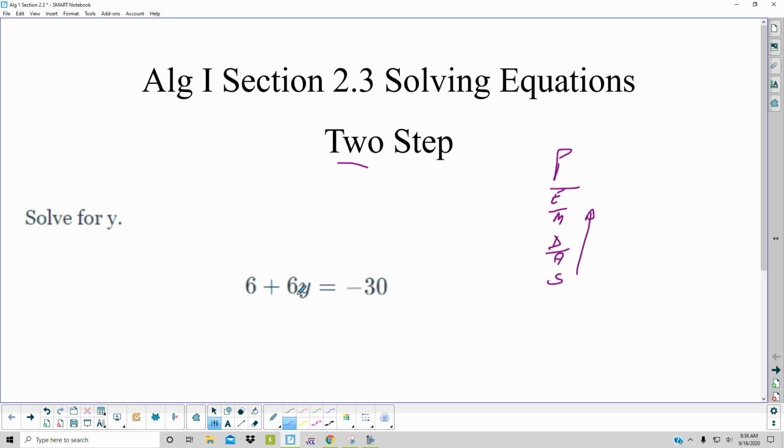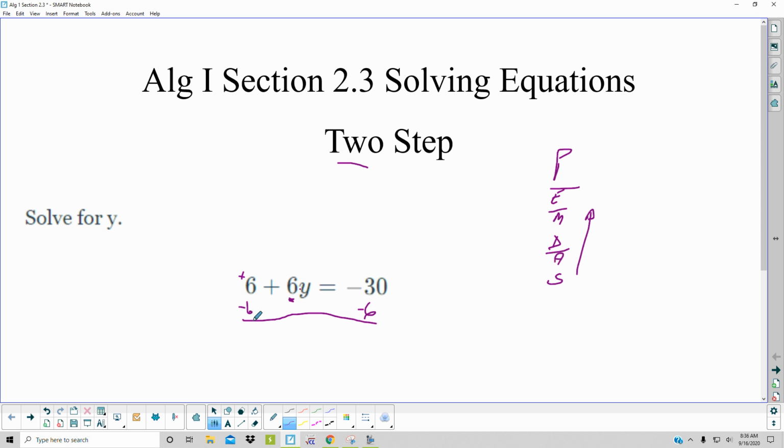So you want to solve for y. This first 6 here is held to the y by multiplication. This one is held by addition. It's a positive 6. So I'm going to subtract 6 from both sides.